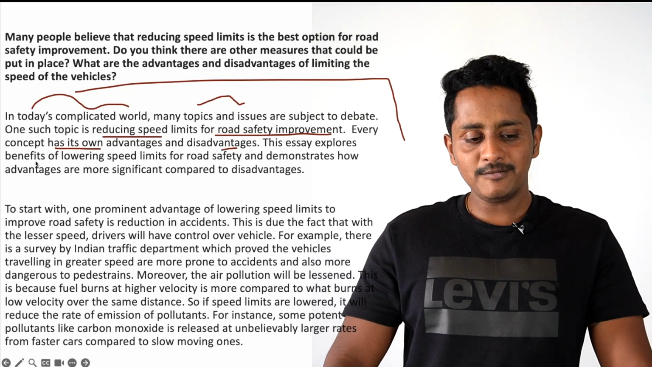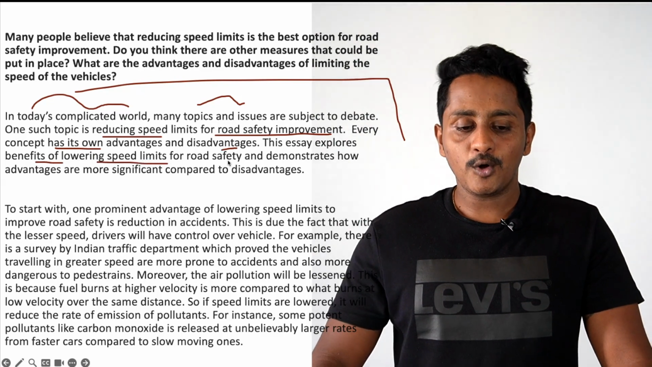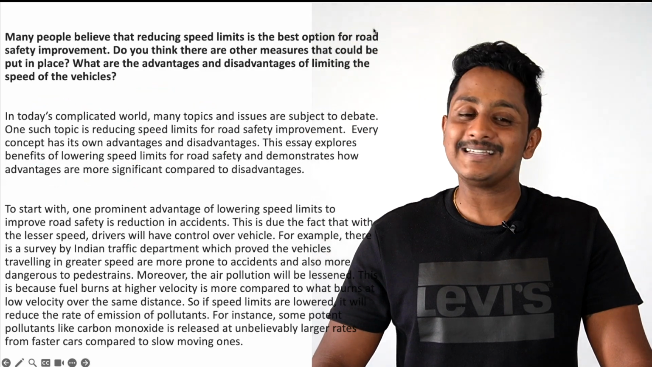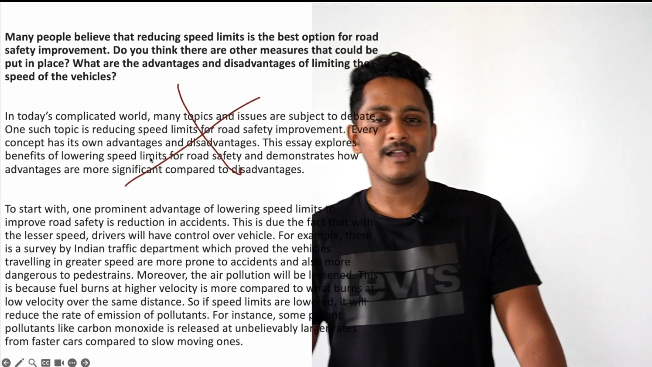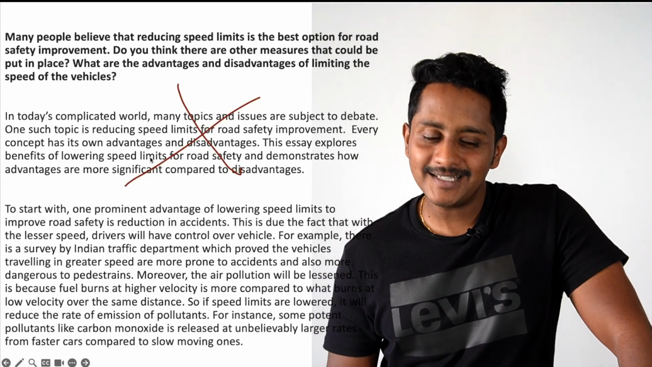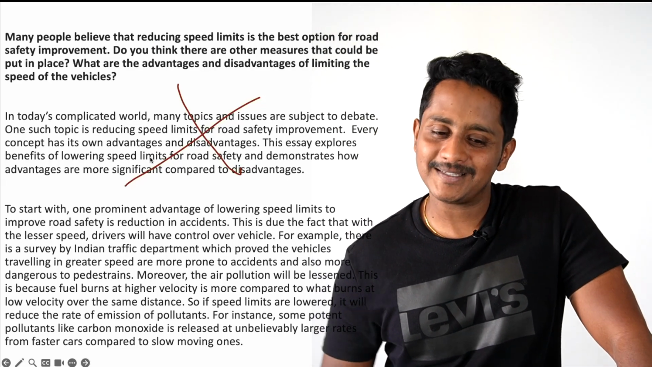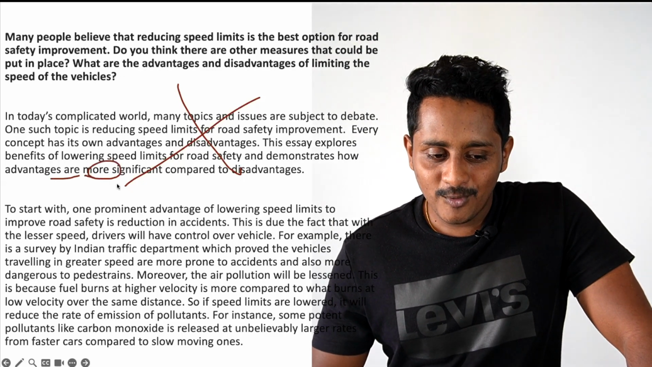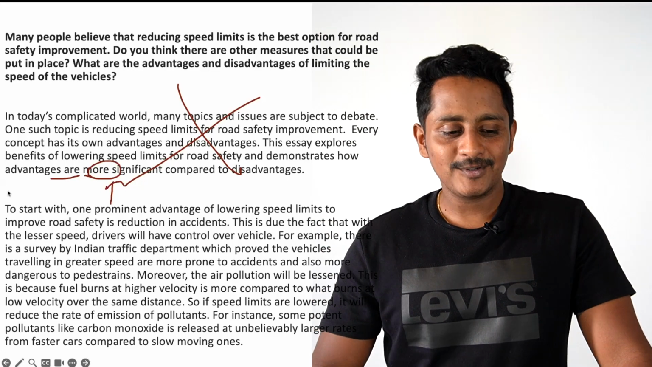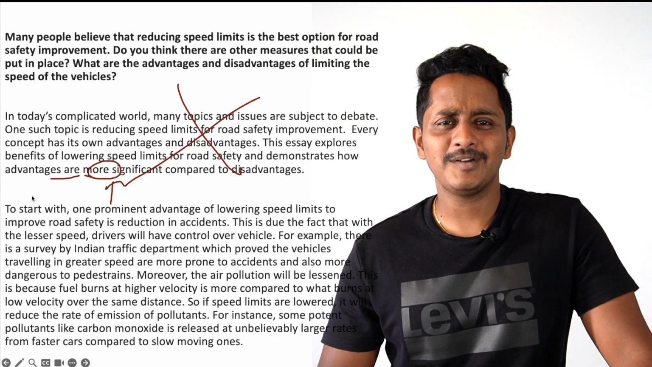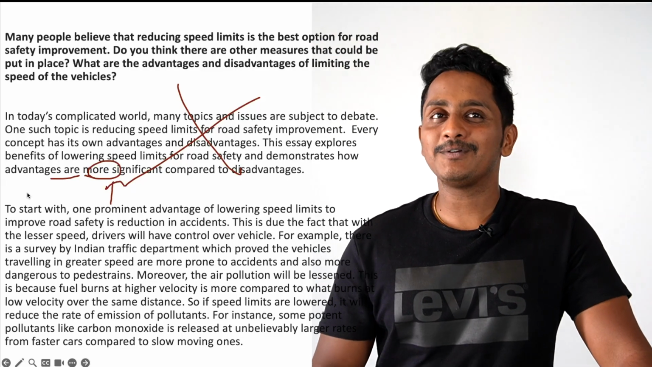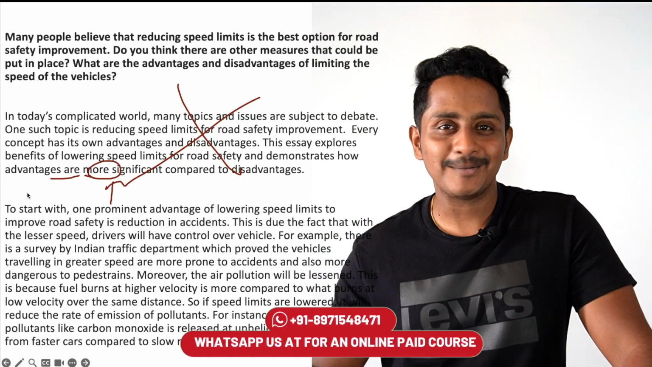This essay explores benefits of lowering speed limit for road safety and demonstrates how advantages are more significant compared to disadvantages. This is wrong. The question asked is not whether advantages outweigh disadvantages. The answer perhaps written is advantages outweigh disadvantages, but more or less comparison is not asked. You just have to write this essay demonstrates advantages and disadvantages of the mentioned topic. So be very careful. Few people become overconfident and end up messing it all up.